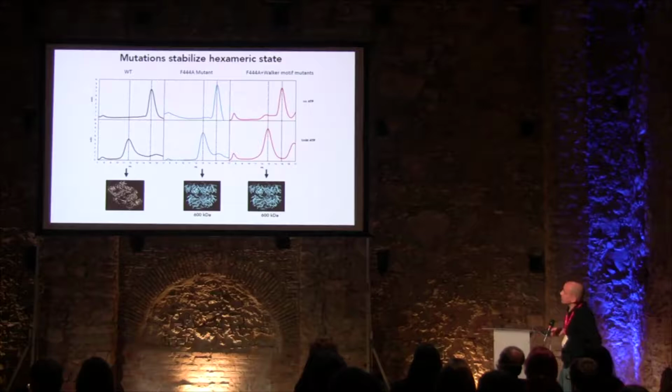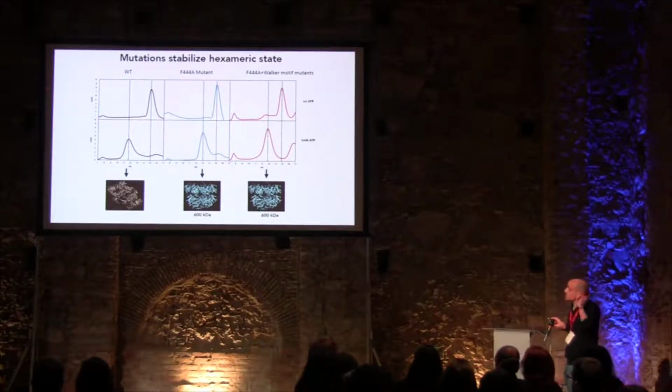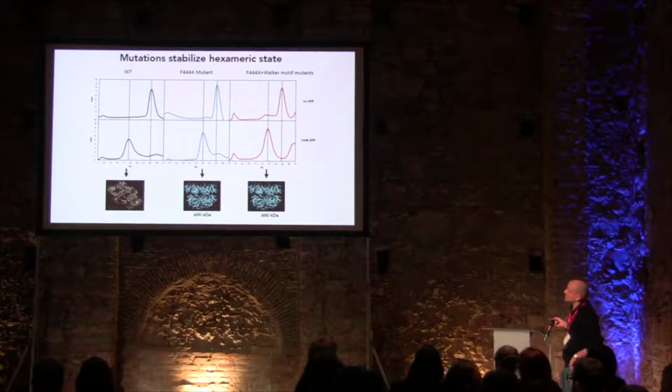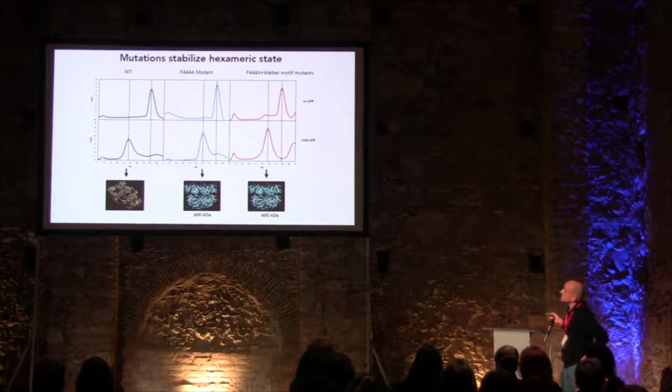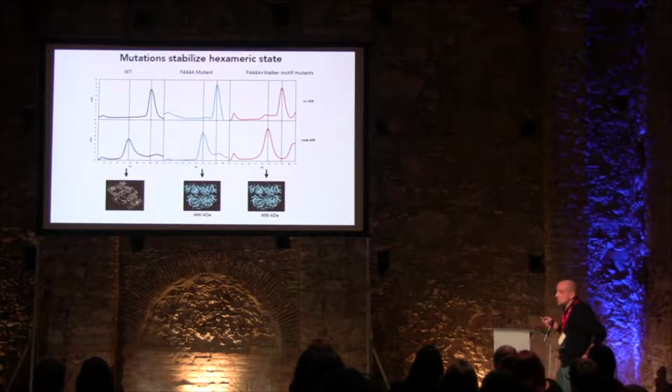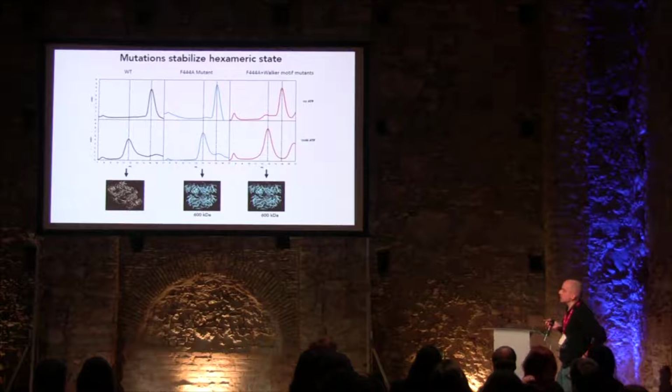Our idea is that by making these mutations, we could change the equilibrium from this resting state to the active hexamer, and in fact it looked like that on gel filtration. This is basically size exclusion chromatography with a mutant, and what you see is a shift in the size of the main species to something more in agreement with what we expect from the hexamer state.